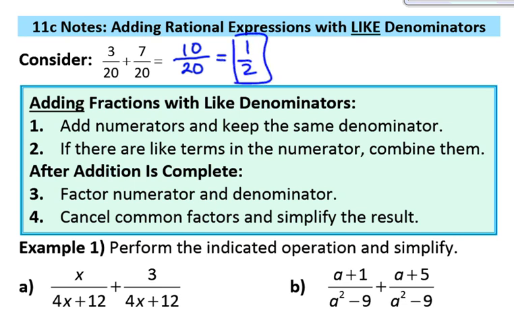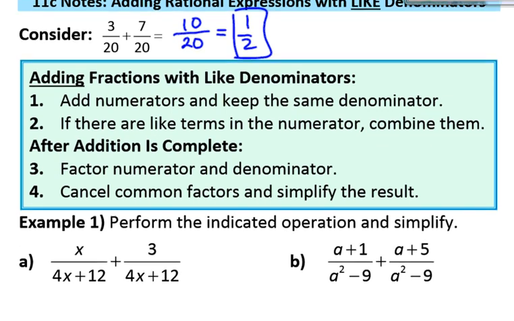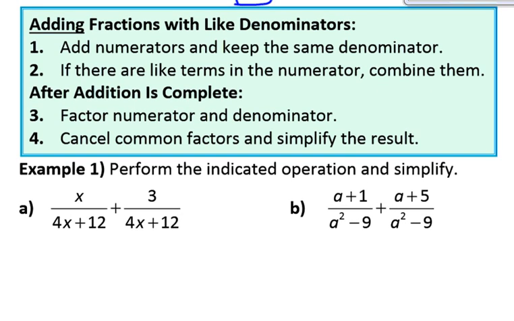Okay, so now we're going to do very much the same thing with a rational expression. Remember, a rational expression is a polynomial divided by a polynomial. We were, in the last two videos, simplifying polynomials, and then multiplying and dividing rationals, and now we're adding and subtracting rationals. So to add fractions or rationals with like denominators, and the key here is like denominators, we're just going to simply add the numerators together and keep the same denominator, just like we did in the example above. If there are like terms in the numerator, combine them.